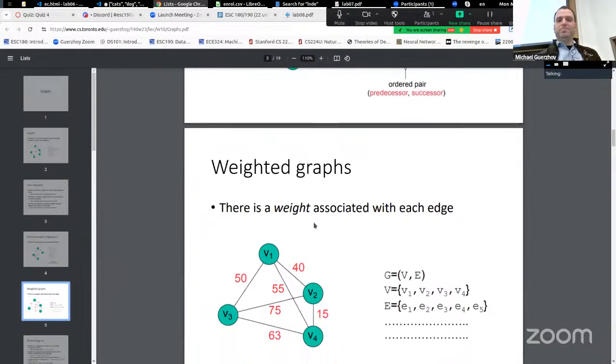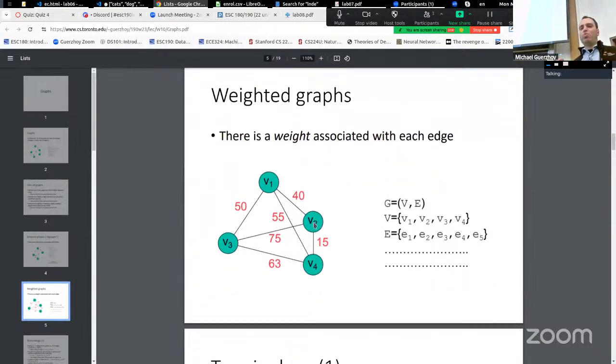All right. You could also have weighted graphs. And again, you can think about it as flights, but then maybe the weights are distances or times or costs or something. Okay. And there are other examples as well.